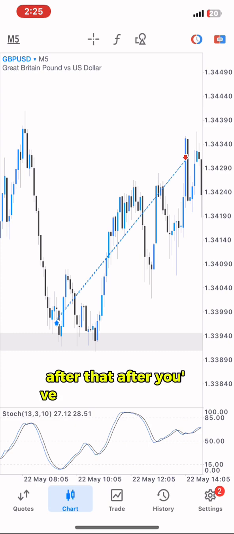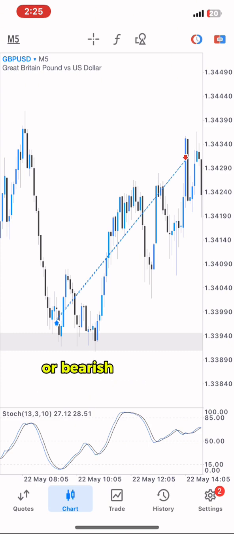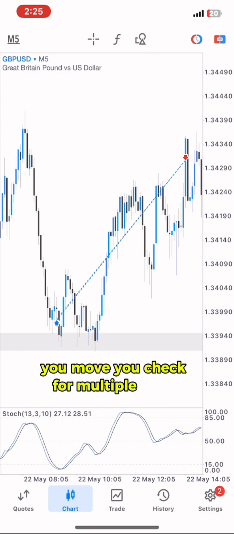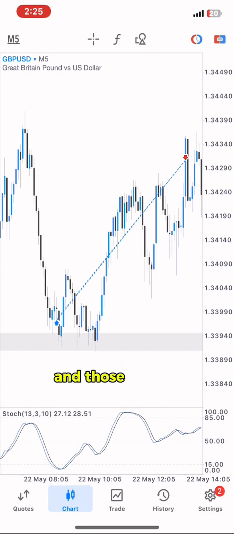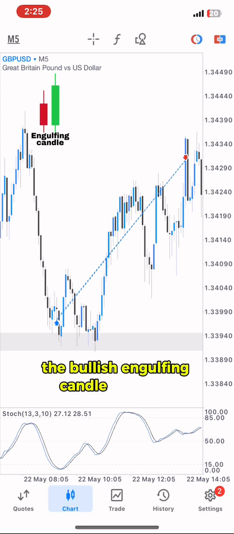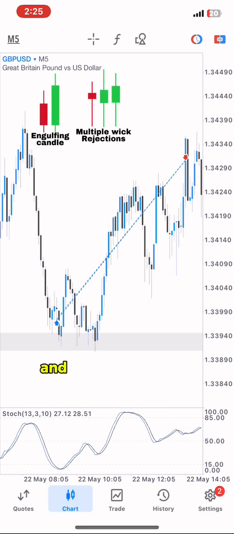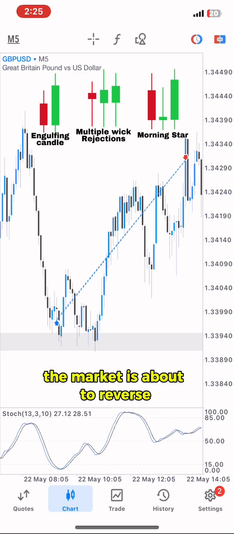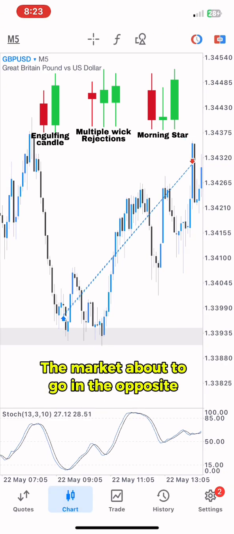After that, after you've gotten this bullish engulfing candle in your demand zone or bearish engulfing candle in your supply zone, you check for multiple weak rejections. And those of you who are not aware, the bullish engulfing candle, multiple weak rejections, and the morning stars, they all mean the same thing. The market is about to reverse. The market is about to go in the opposite direction.